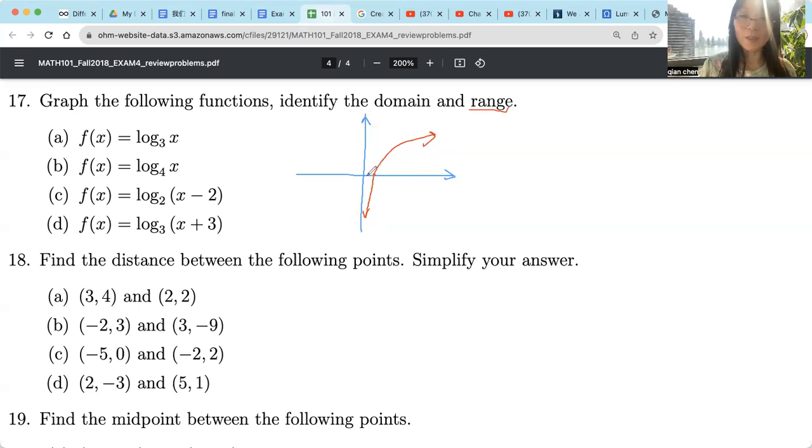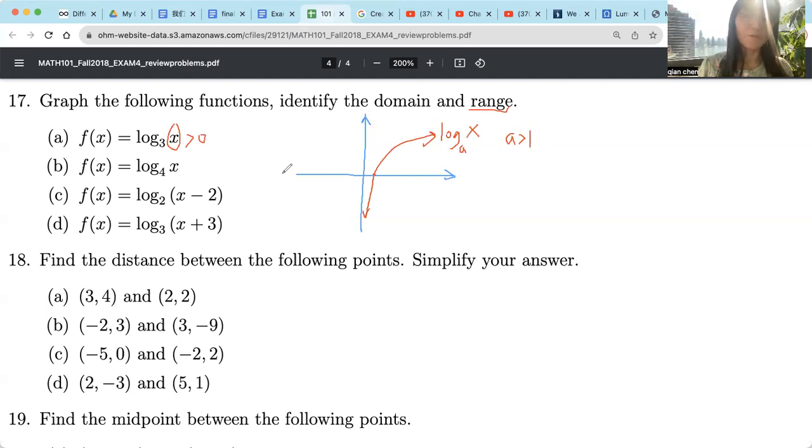And the domain, we see the x value. The x value will never be on the y-axis or never cross the y-axis to go to the negative side. So that's why the domain of the log function is positive, greater than 0, all right? So this is a graph of log base a of x, right? And the a is greater than 1. And normally our log base is greater than 1.